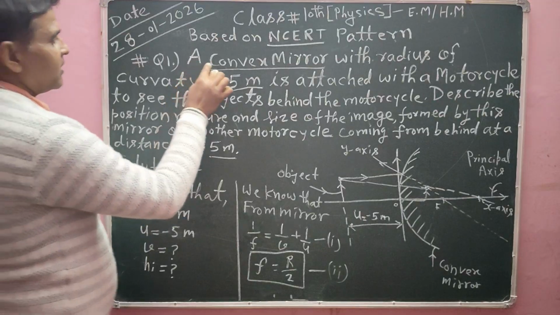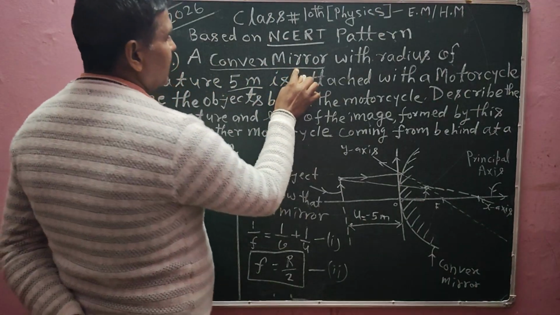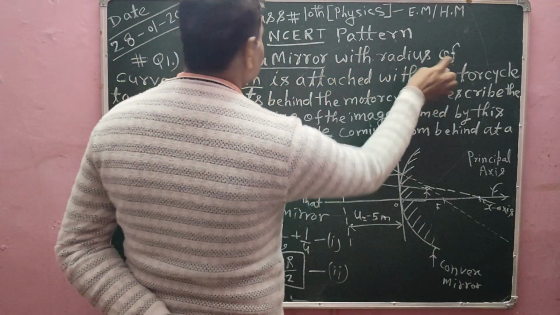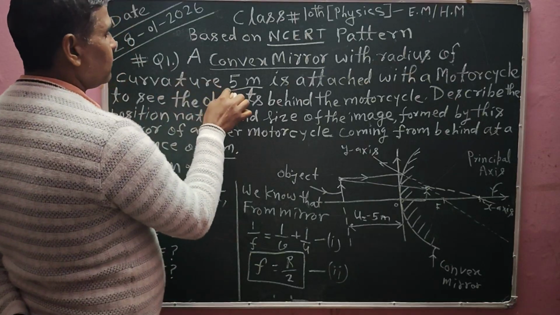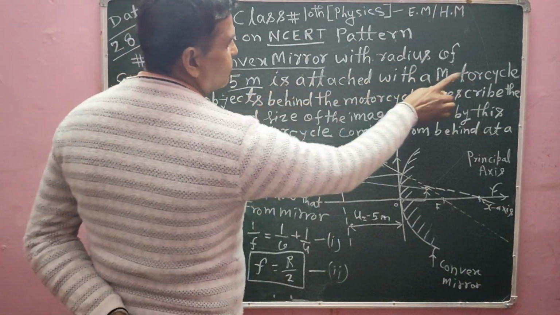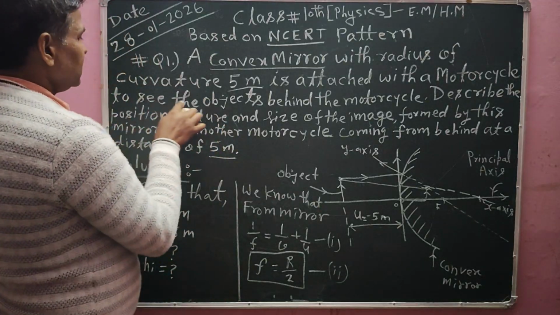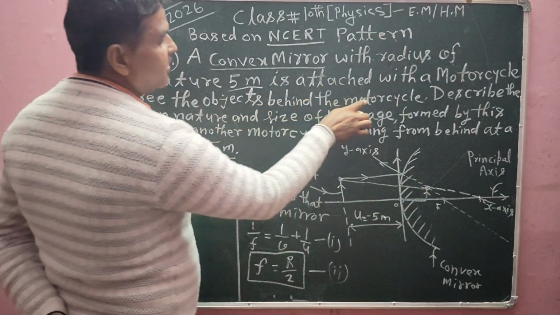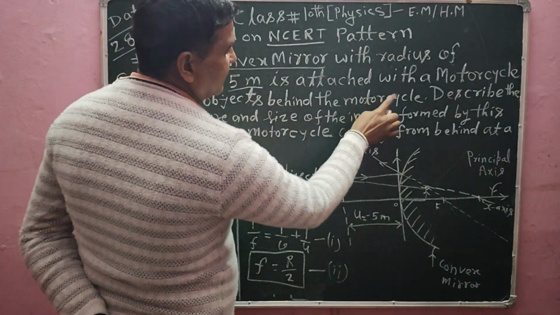इसमें कहा गया एक कन्वेक्स मिरर विथ रेडियस ऑफ कर्वेचर 5 मीटर is attached with a motorcycle to see the object behind the motorcycle.